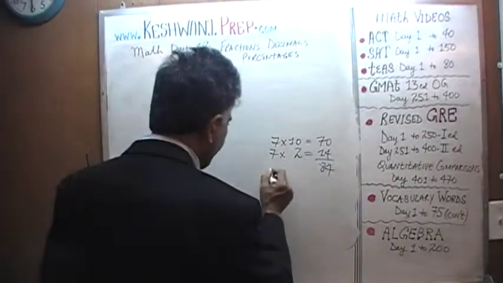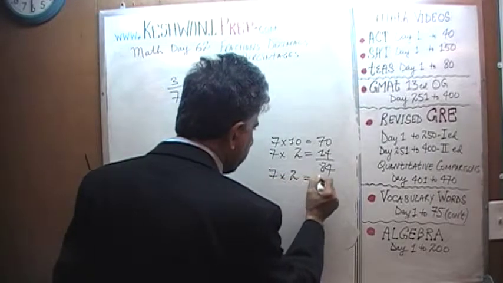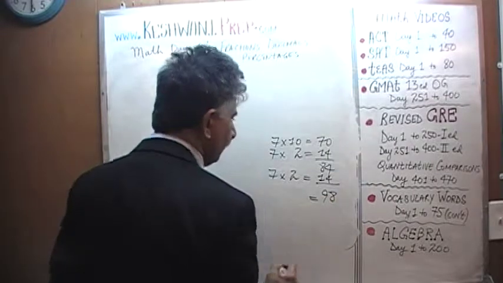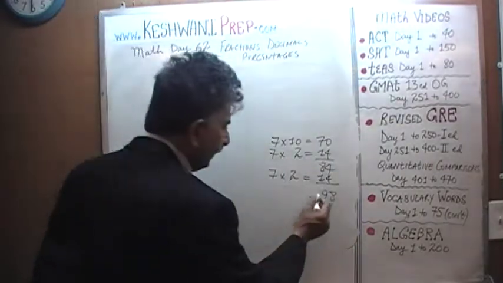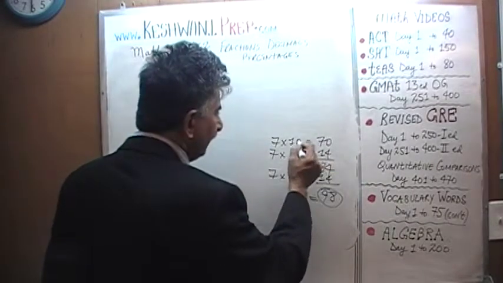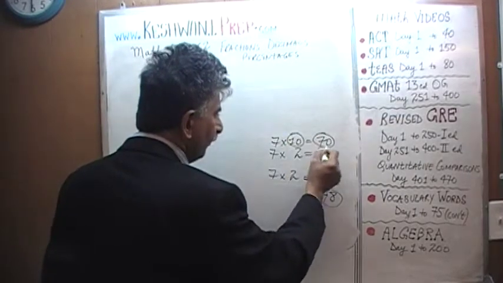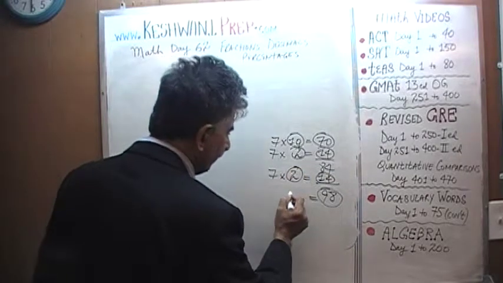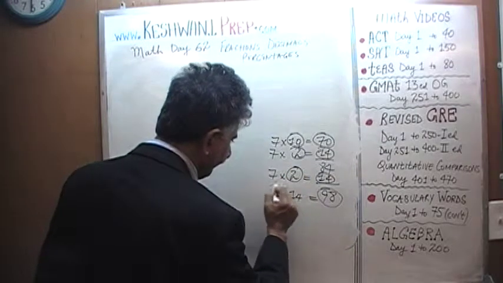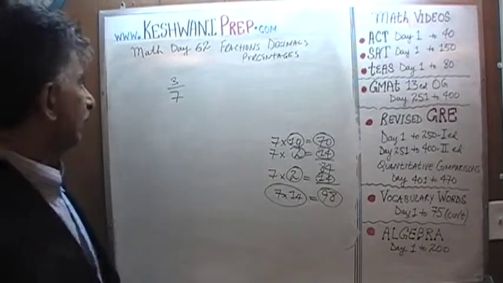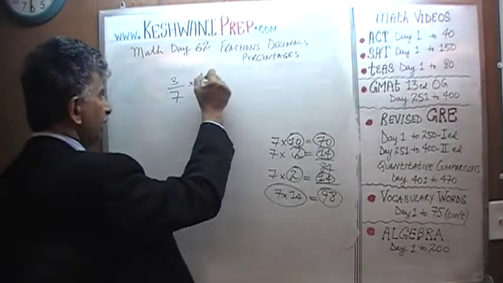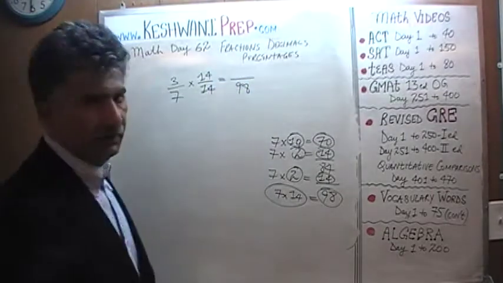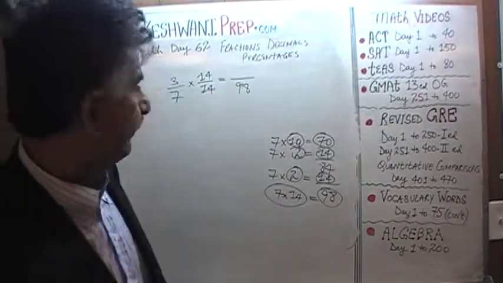Let's add 2 more 7s. So we end up with 98. There you go. So how many 7s does 98 represent? 70 is 10 sevens, 14 is 2 sevens, that's 12 so far, and then another 14 is another 2 sevens, so we have 14 sevens. 14 sevens are 98. In other words, if you want to multiply top and bottom by 14, the bottom will end up with 98. And that's about as close as we're going to get to 100.